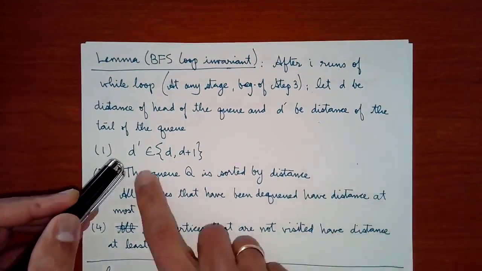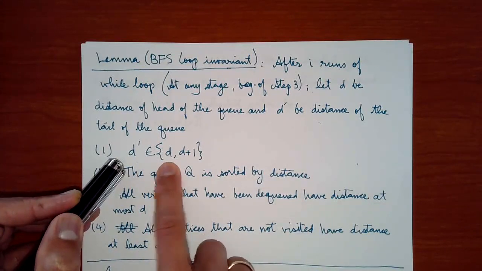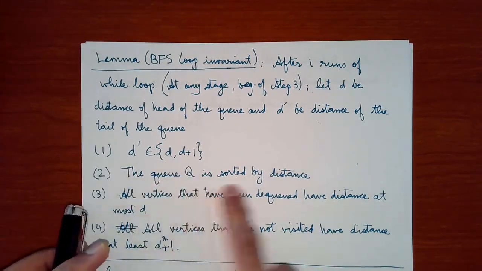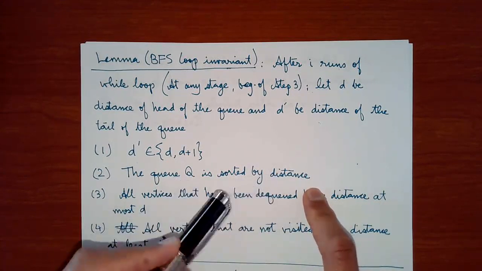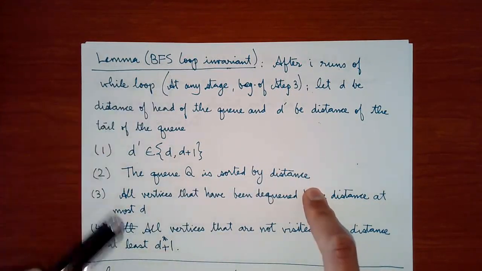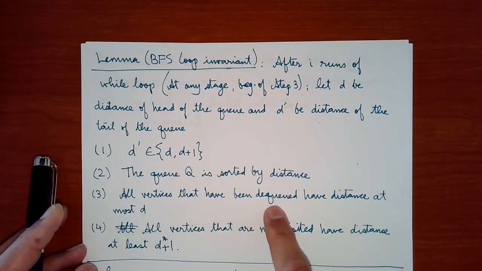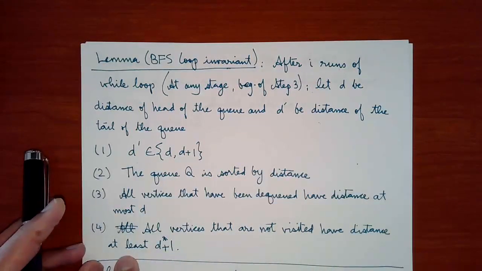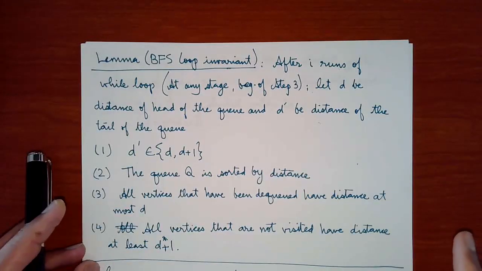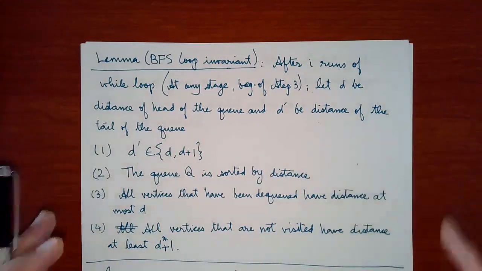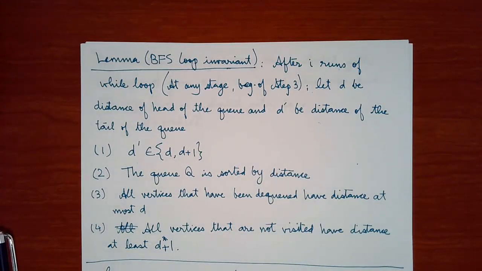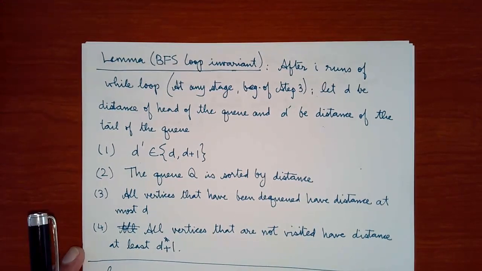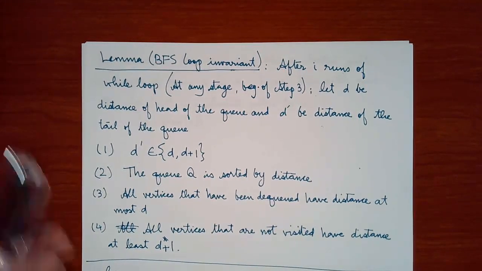So we said that D prime will always be either D or D plus 1. The queue will always be sorted by distance. By always, I mean at the beginning of the while loop. All the vertices that have been dequeued have distance at most D, and all the vertices that are not visited have distance at least D plus 1. This was the BFS loop invariant. Any questions at this point? I'm happy to go over any of this again if there is some confusion.